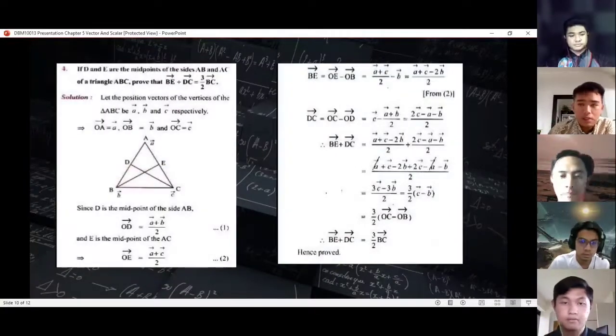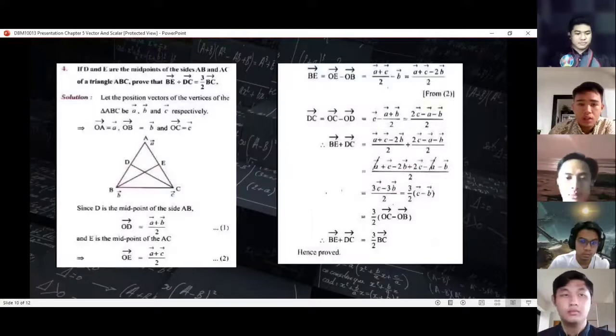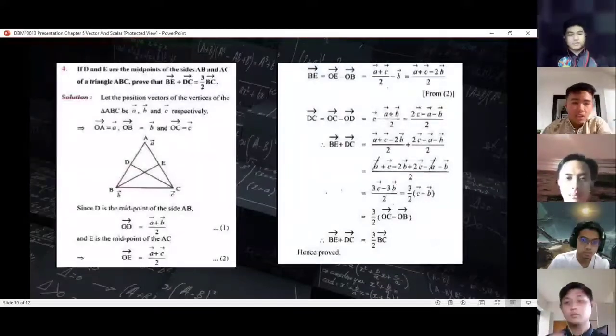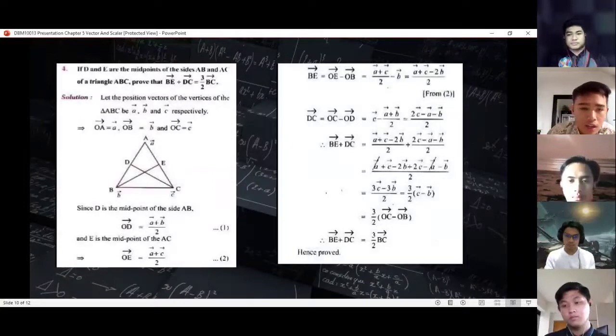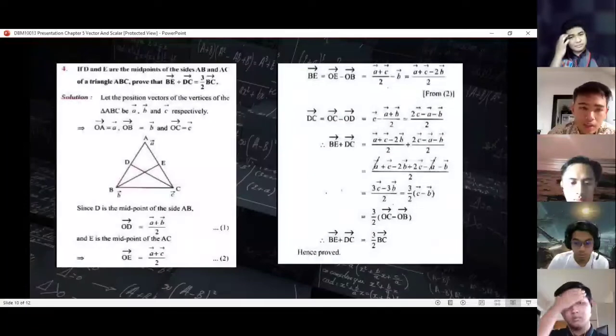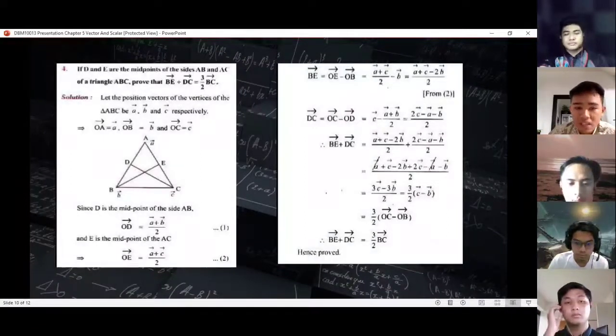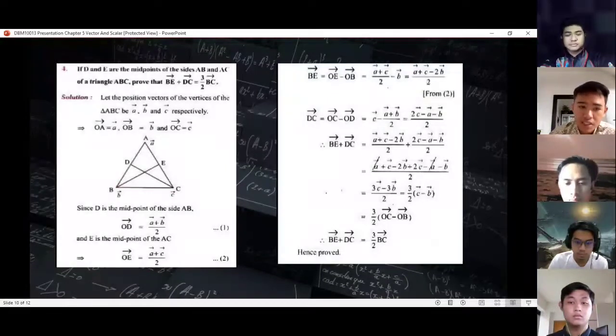Right. We move to another question. The question is: if D and E are the midpoints of the sides AB and AC of a triangle ABC, prove that BE plus DC equals 3 over 2 BC.